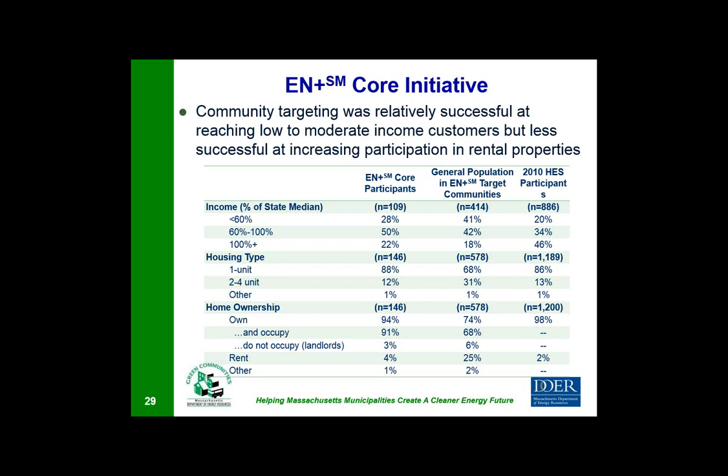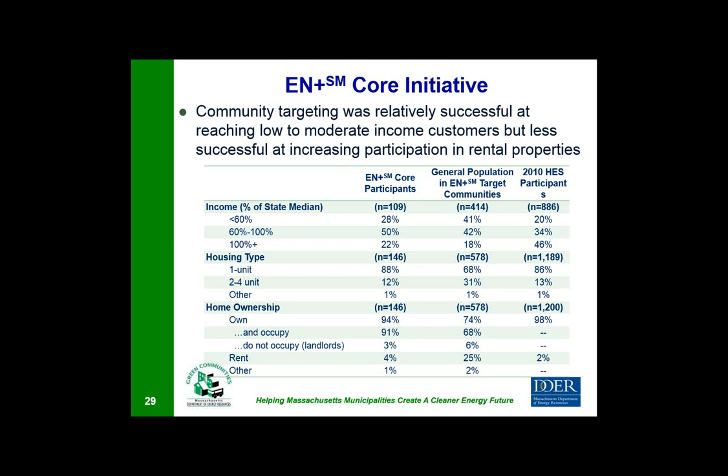And here you can see that at least in terms of income, this program, the EN Plus initiative, was relatively successful at reaching a higher percentage of the low to moderate income customers than the standard HES program. It still didn't quite reach the numbers that existed in the general population, but it was a significant increase over the standard HES program.